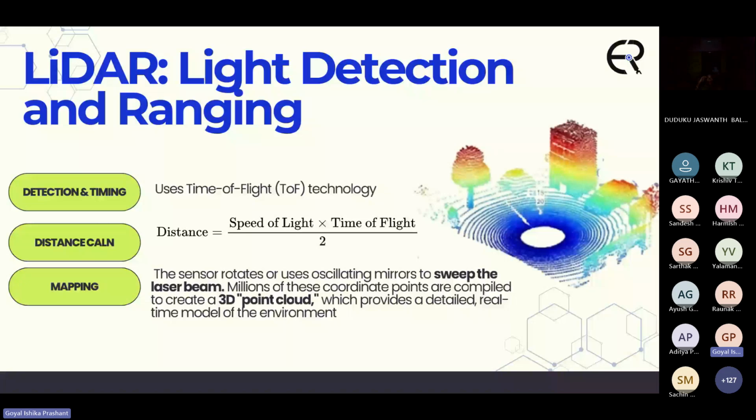So, how does LiDAR ensure that it is mapping all the surroundings? So it can either rotate the sensor or use multiple oscillating mirrors to sweep the laser beam. And then this lets us obtain millions of coordinate points, which are then compiled to give a 3D point cloud. And then this is used to provide us with a detailed real-time model of the environment.